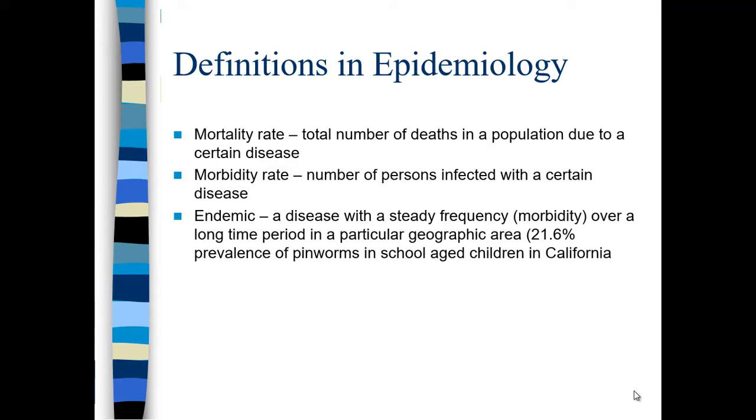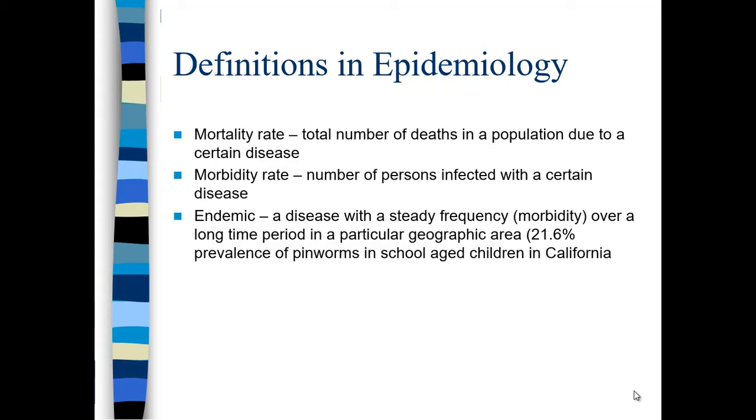Endemic, that's a disease with a steady frequency. It's something that you see in a particular population at a steady frequency over long periods of time. Like pinworms in California, not necessarily Northern California, like they like warmer climates like Southern California. And so if you look at prevalence of pinworms in school children in California, this is due to poor hygiene practices in children where there's a fecal-oral route. And about 21% of the children in California have been infected at one point in their life with pinworms.